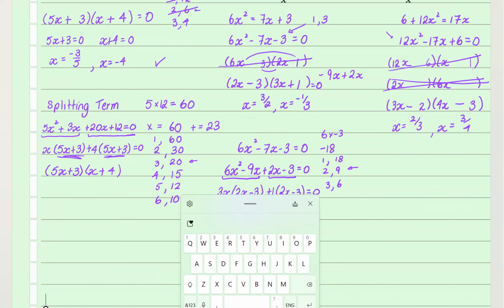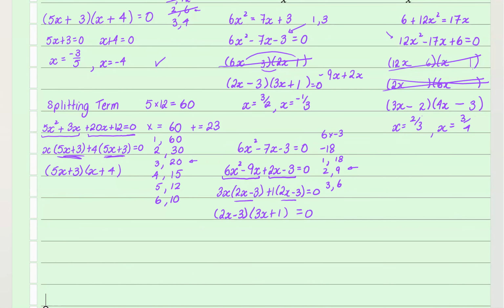If we want to do splitting the terms, I'll write the question again just so we can see it clearly. It's 12x squared, take 17x plus 6 equals 0. So we're going to go 12 times 6 is 72. So we're looking for the factors of 72 that will give me 17.